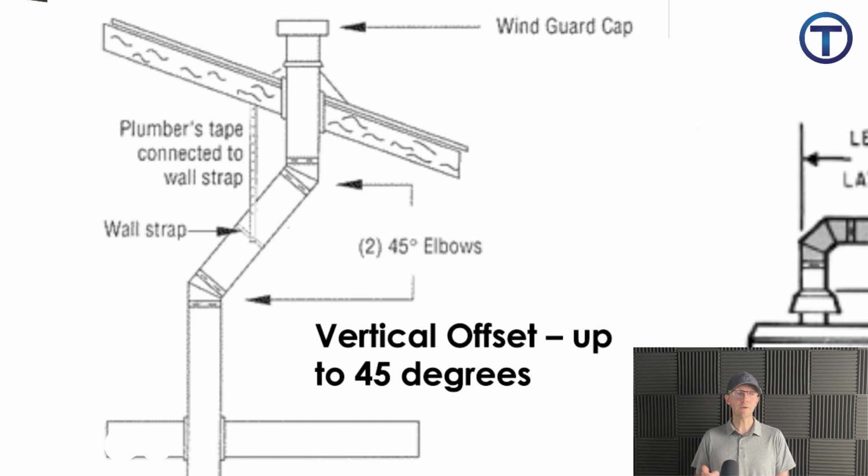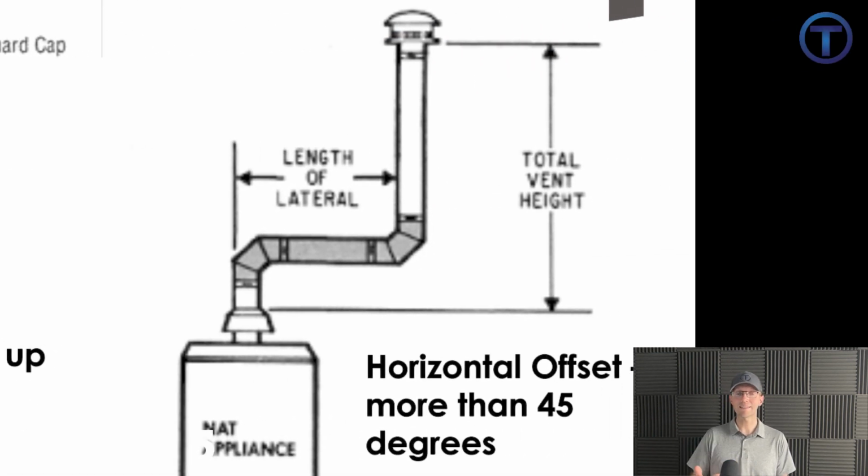So if it's coming up into an attic and it just makes sense to move it over here, or I'm trying to get away from something else, keeping distances on the roof, sure, put a couple 45s in, offset that, we're going to still call it a vertical. But if it turns more than a 45, if we're using 60s or 90s, and it's moving laterally, that's going to affect flow. And because of that, we have a limitation on how far it can go horizontally.